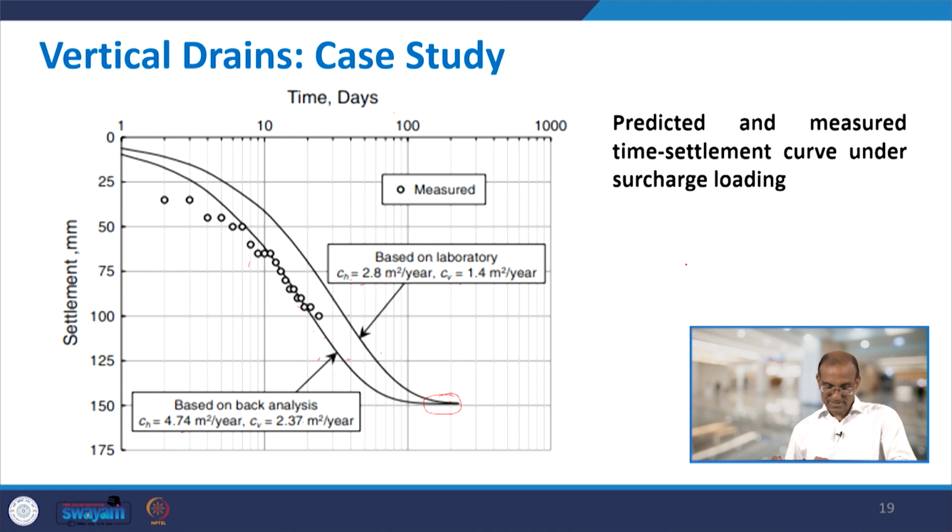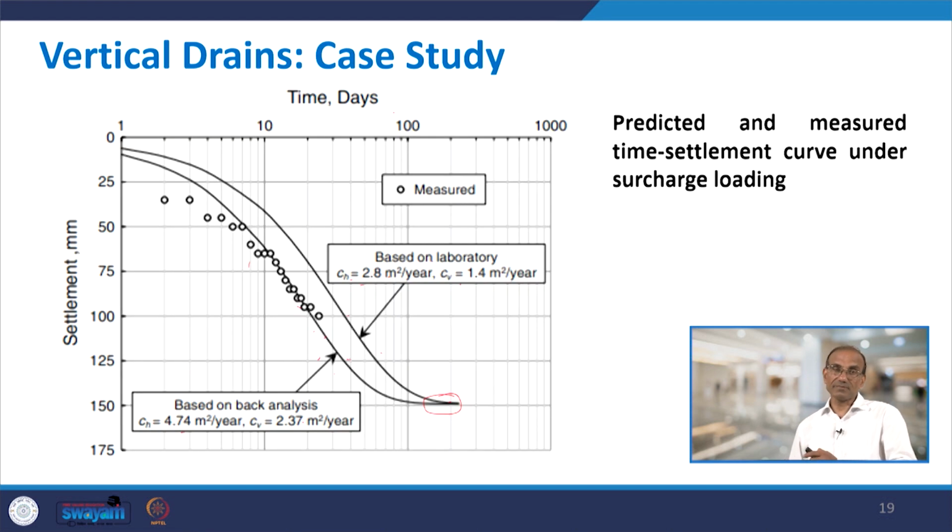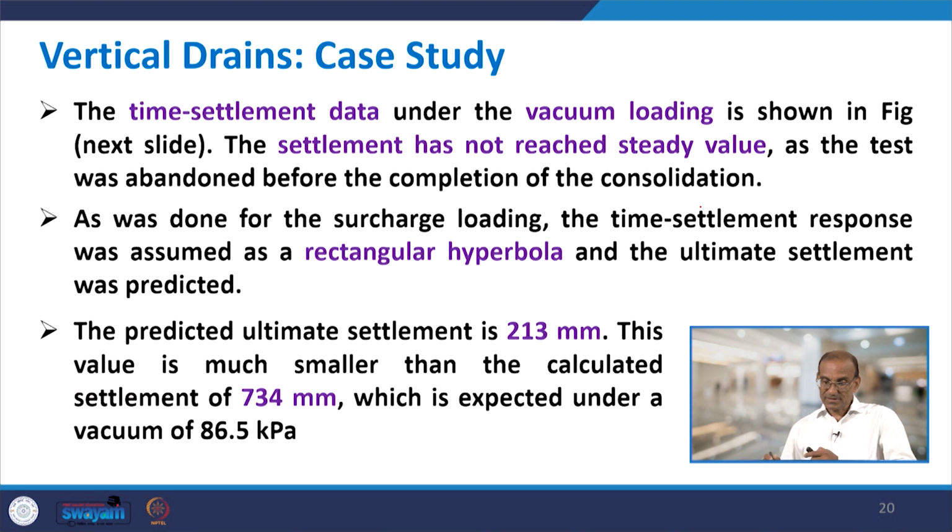So, this is the estimated settlement, which was calculated using the consolidated test data. The prediction is better because the soil deposit is uniform and the estimated parameters from the consolidated tests are reasonable. So, what has been predicted was the same as monitored or measured in the field. So, this was for the surcharge loading.